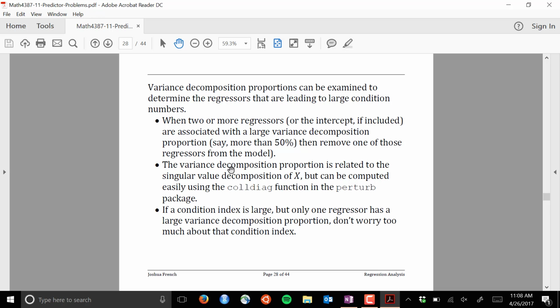The function that we'll use to do that is the colldiag function in the perturb package, and it's going to compute both the condition indices as well as these variance decomposition proportions. And you may be wondering, what if I get a large condition index, but only one of the regressors in my variance decomposition proportions has a large proportion? Well, if that's the case, don't worry too much about it. We don't want to be overzealous when we're removing regressors from our model or considering them for removal. So you really want to focus on the condition indices that have more than one regressor with a large variance decomposition proportion. And we'll actually see that in an example shortly.